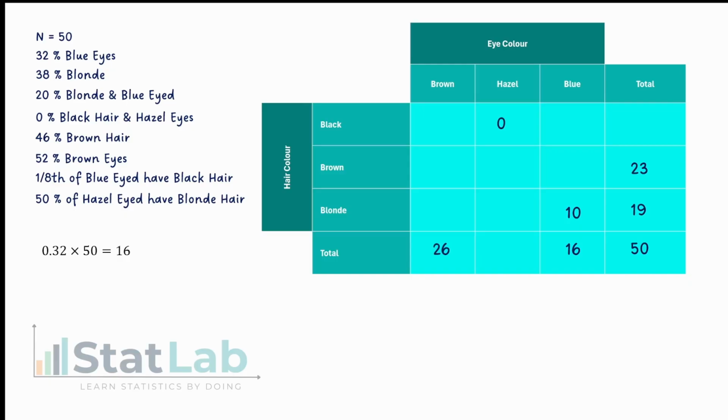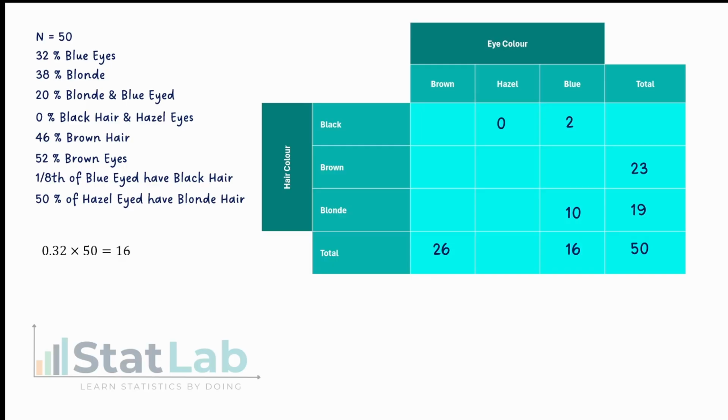Now let's look at 1/8 of blue-eyed people have black hair. This can be a little bit tricky for some people. Sometimes the 1/8 throws them off, but all you have to do is take 1 and divide it by 8 in your calculator, and then you just multiply that number by your sample size of 50. In this case, we're looking at 16 people with blue eyes. So 1/8 of them has black hair. That's just going to give us a 2, but you could easily do it in the calculator as well.